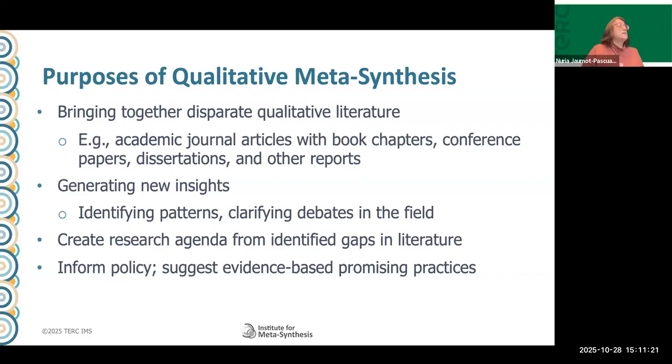So there are several purposes for conducting qualitative metasynthesis, and here we'll see 4 of them. The first is that it brings together disparate qualitative literature. It brings things like academic journals, book chapters, conference proceedings, dissertations, and it provides efficient access to the overviews of all this literature so that it can quickly inform readers about a specific topic.